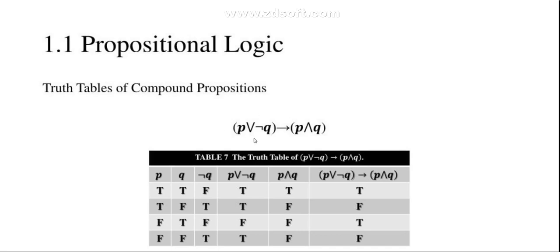Whenever you have this kind of question, for example P disjunction negation Q biconditional P conjunction Q, find this value. You will have this table. First you find this part because you don't have it yet. When you find it, then find this one, then find the whole one.